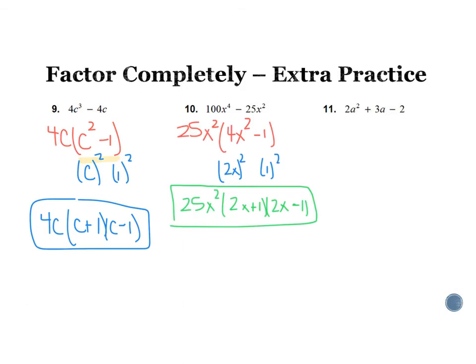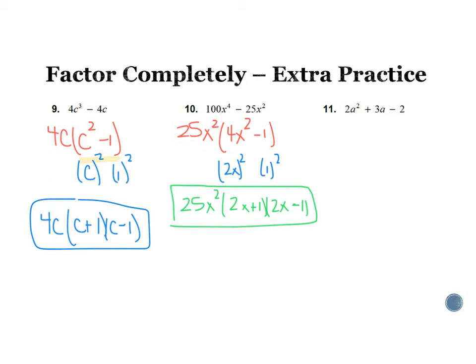All right, hopefully you pulled out the 25x squared as your greatest common factor. What you were left with was a difference of two things that are squared, so it factored into 2x plus 1 and 2x minus 1. And you need all three of those things in your final answer there. So let's look at 11.